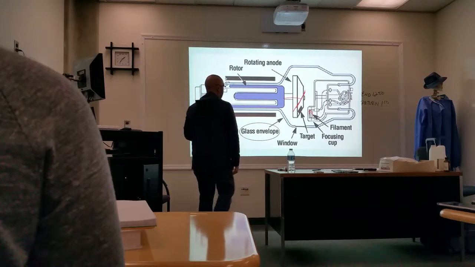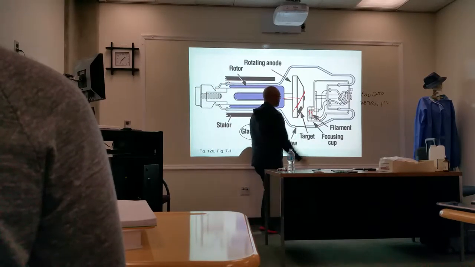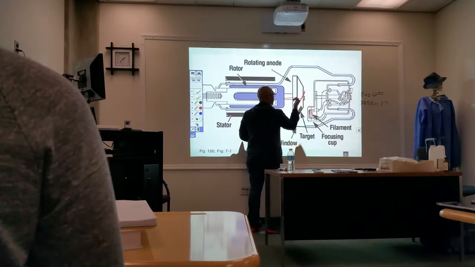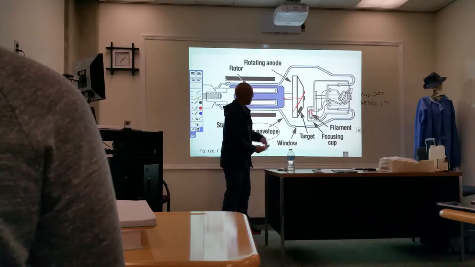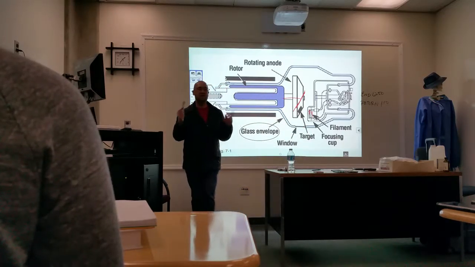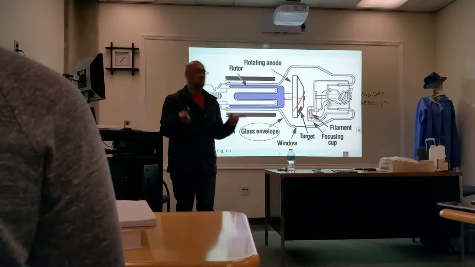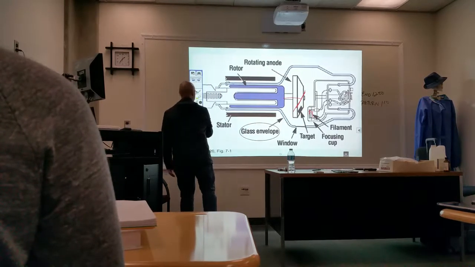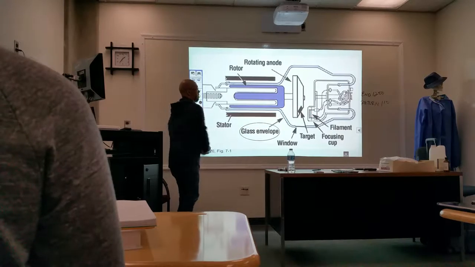So mA is going to generate electrons. Electrons travel from A to B. Electrons strike the anode. X-rays are produced. Those going through the window are known as the primary radiation, primary beam. Everything else is called secondary radiation. Very good. All right.